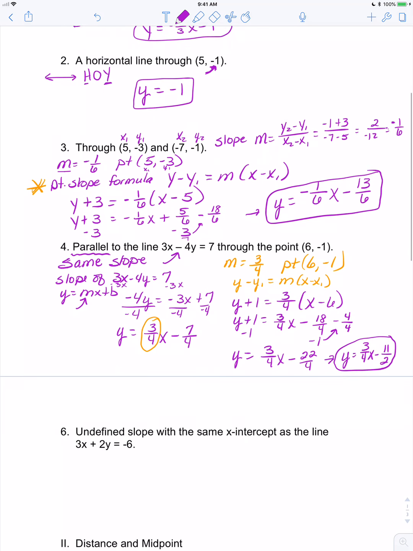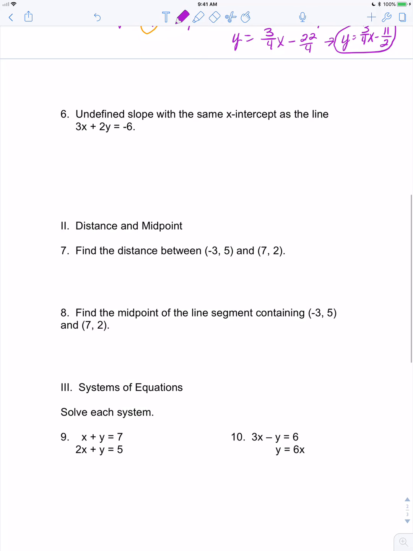Okay. So a few more here. Undefined slope with the same x-intercept as the line 3x plus 2y is equal to negative 6. Well, an undefined slope is a vertical line.